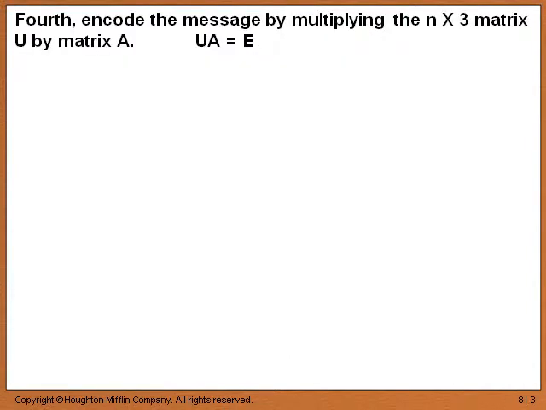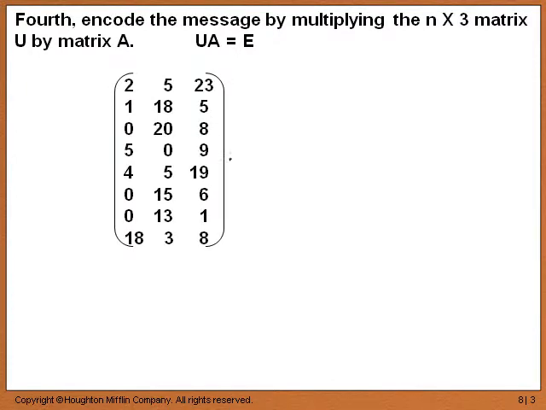The fourth step: encode the message by multiplying the n by 3 matrix U by matrix A. And the equation looks like this: UA equals E. Matrix U times matrix A equals matrix E, where E stands for encoded matrix. So this is our U. We multiply it by A, and U and A came from the last screen, so nothing new there. And U times A will give us E. Now, of course, this is a good time to practice, so pause the video, multiply these matrices, and then resume when you have an answer.